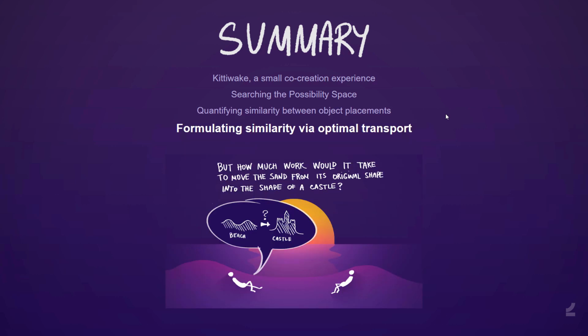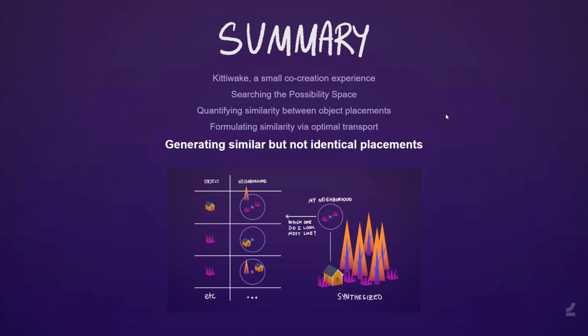Next, we talked about how optimal transport can help us to formulate our similarity metric and quickly compute it in one dimension. Then we talked about breaking down the example into neighborhood interactions to prevent the algorithm from creating an exact copy of the example and instead synthesize different but similar looking arrangements.